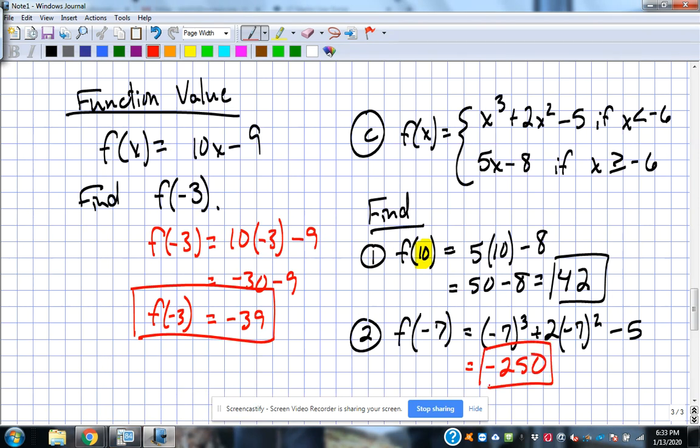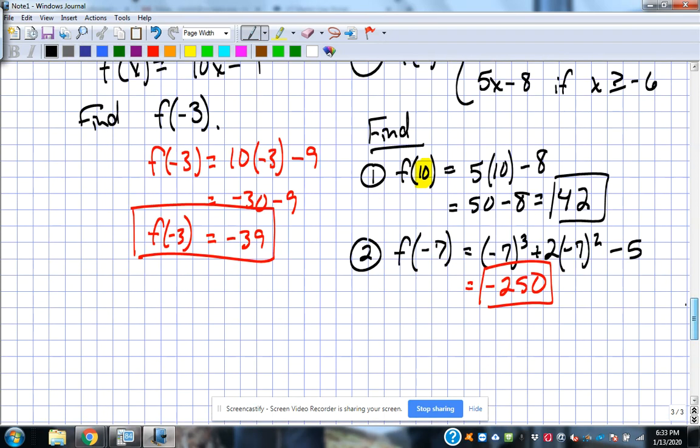That's the y value that it goes with. Again, you don't pay attention to the second piece because that's not the one that x value matched up with. You have to check those x values in the inequalities. Let's do one more.